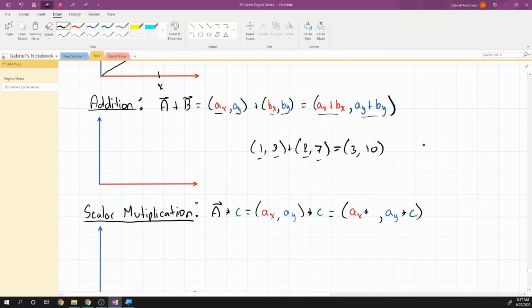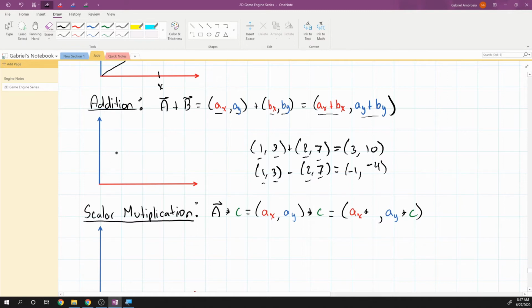It's really not that difficult, and vector subtraction works the same way. If you were doing 1, 3 minus 2, 7, you would just do 1 minus 2, negative 1, and you would do 3 minus 7, which is just negative 4. Okay, so nothing too complicated there, just add the x's, add the y's.